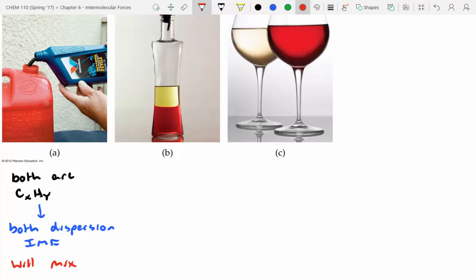What's the image shown in B? What do you guys think that is? Oil and vinegar, right? Like if you go to an Italian restaurant, you get salad dressing, you see it separate out. The oil is a hydrocarbon. It's CXHY typically. And vinegar is something very different. And I'll draw out vinegar real quick.